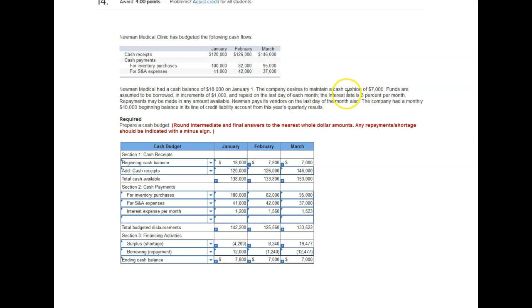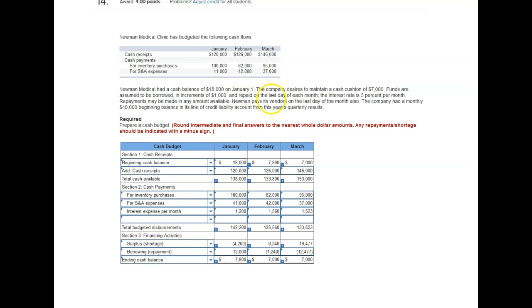The company desires to maintain a cash cushion of $7,000. So what this means, they do not want to go below $7,000 in their cash balance at the end of any month. So let's keep that in mind. If they have to borrow money, they have to borrow money in $1,000 increments. So if we see we're going to fall short of $7,000 as a cash balance at the end of any month, we have to go to the bank and borrow money. Okay? When we borrow money, we have to borrow it in $1,000 increments. No more nor less, 1,000 increments, either 1,000, 2,000, or whatever.